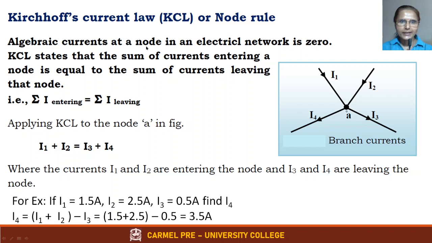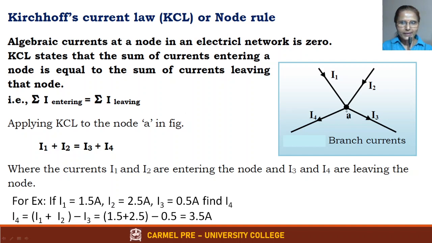Algebraic sum of currents at a node in an electrical network is 0. Another statement is: the sum of currents entering a node is equal to the sum of currents leaving that node. If you consider a node A in this circuit, I1 is entering, I2 is entering, I3 is leaving, I4 is also leaving, seeing the direction. So according to KCL, the sum of currents entering is equal to the sum of currents leaving.